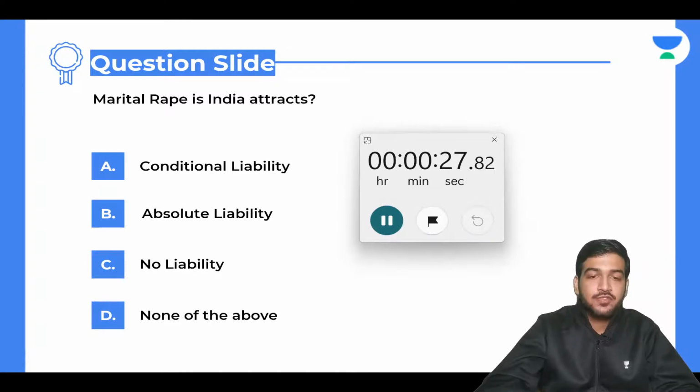Is it a criminal offense? If not, then there will be no liability. If it is an offense, then there could be absolute or conditional. Or if you are unsure about the kind of liability it attracts, then none of the above.